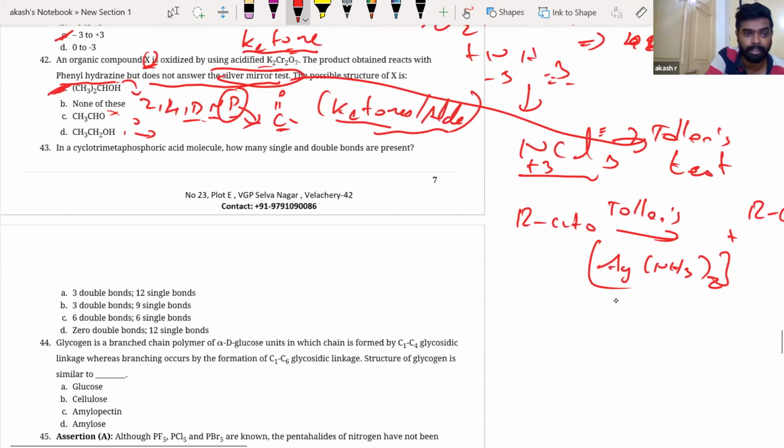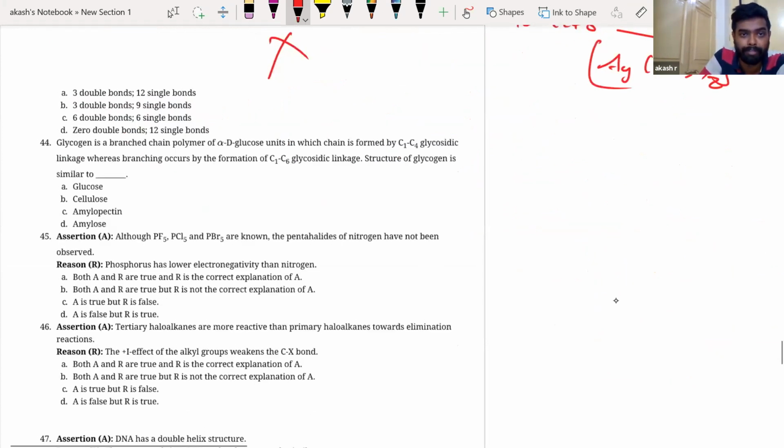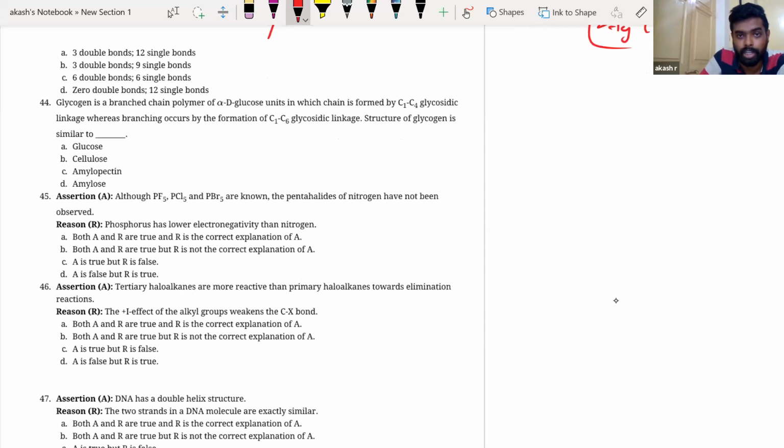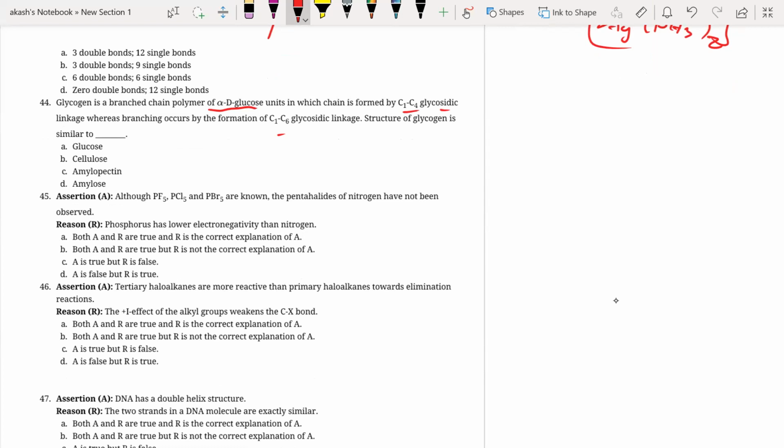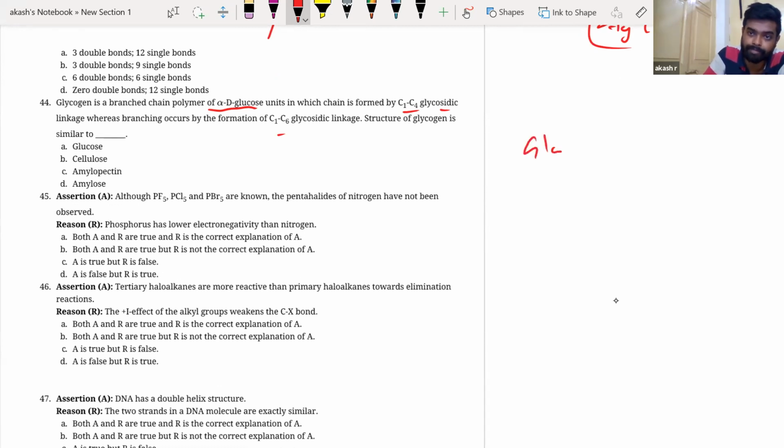Next, glycogen. Glycogen is a branched chain polymer of alpha D glucose units in which the chain is formed by C1-C4 glycosidic linkage, whereas the branching occurs at C1-C6 glycosidic linkage. The structure of glycogen is what? People, answer me this. I think it is a deleted portion, sir, because amylopectin, amylose from starch. Starch is omitted. Yes, sir. Okay, fine. So even though you don't know this, see glycogen.